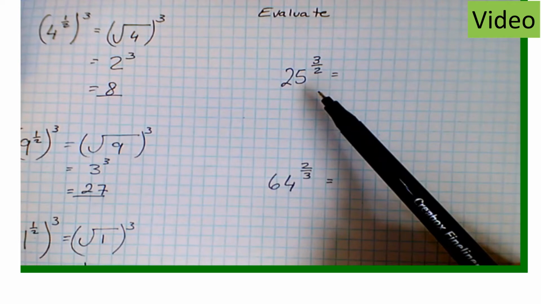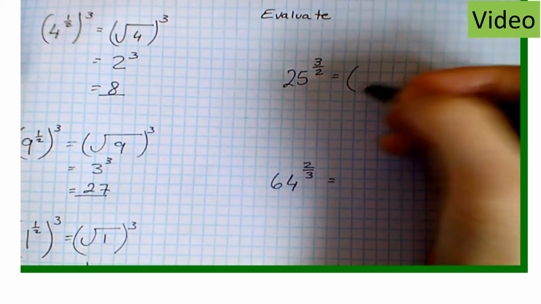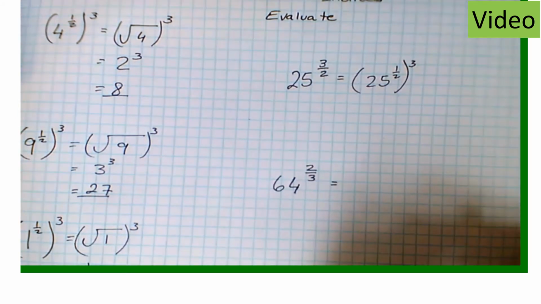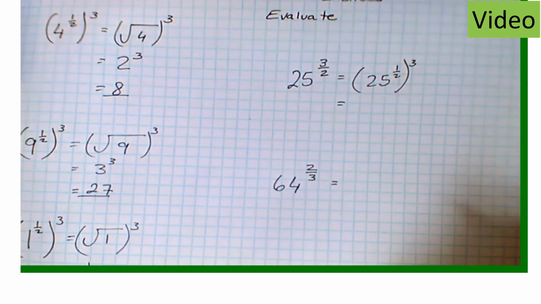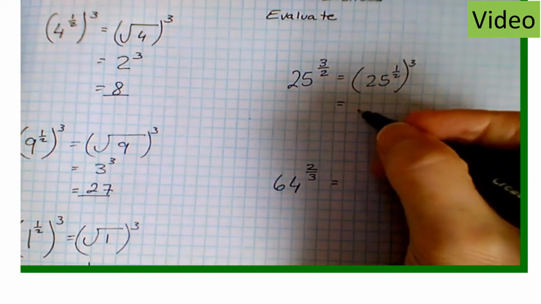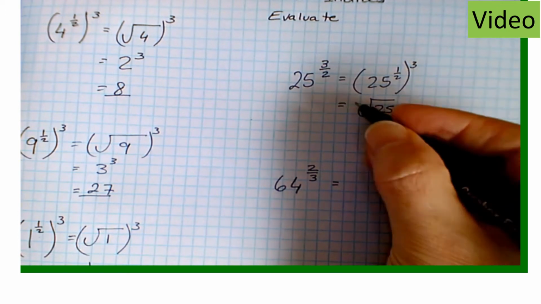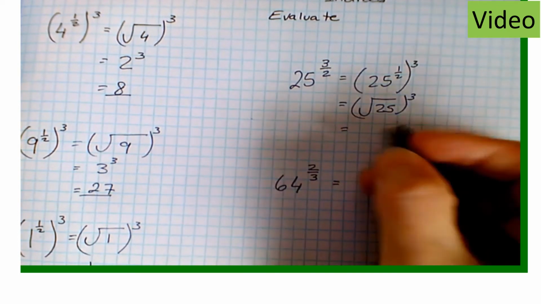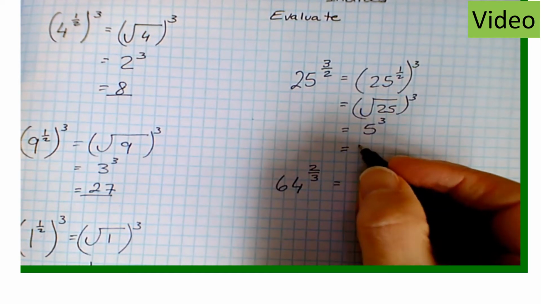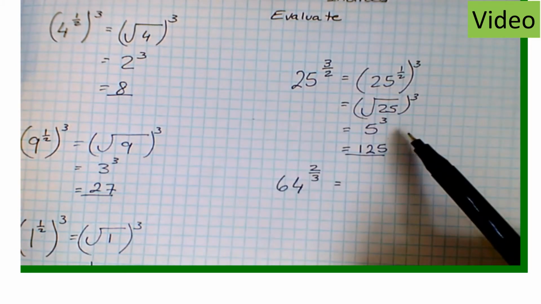What about if they are combined? Well, we know that if we were to break this up, it would in fact be 25 to the power of a half cubed. Okay, so we can do it like that. So the square root of 25, because 25 to the power of half is the square root of 25, is being cubed. Square root of 25 is 5, and 5 cubed is going to give us 125.